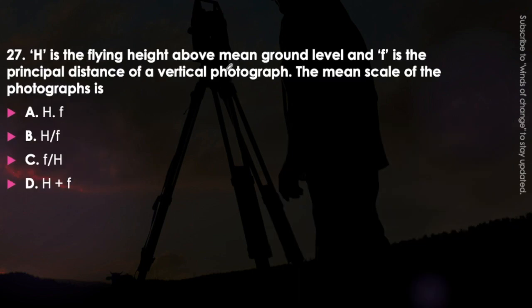Capital H is the flying height above the mean ground level and small f is the principal distance of the vertical photograph. The mean scale of the photograph is Hf, H upon f, f upon H, or H plus f. What will be the answer for the scale of the photograph? It will be option C, that is f upon H.